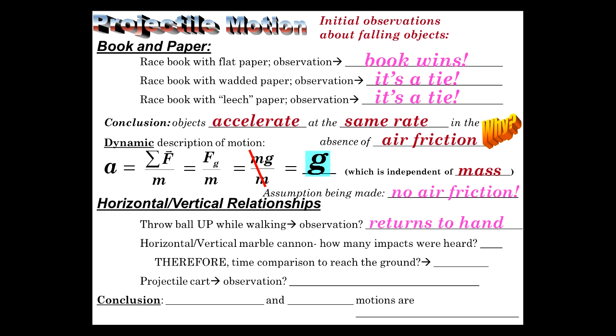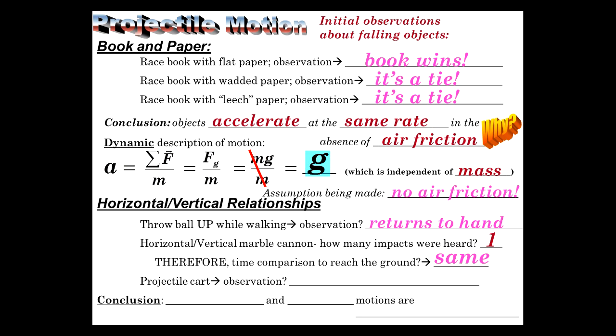Now I've got a horizontal and vertical marble cannon. And I will demonstrate for you that when we shoot it horizontally and drop it vertically simultaneously, you will hear one sound as it hits the floor, indicating that both of them landed at the same time, so it took the same time to hit the ground. All right, that's important. Which means, by implication, that there's something that can be said about the relationship between the vertical part of the motion and the horizontal part. You know what that is?